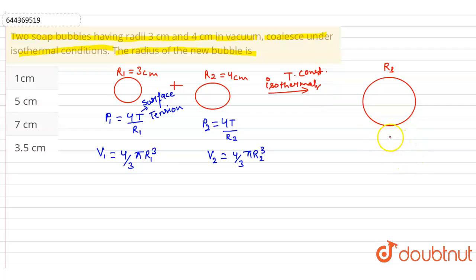So let's say the excess pressure inside the final bubble is P3 is equal to 4T by R3, and volume of final bubble is V3 is equal to 4 by 3 pi R3 whole cube.